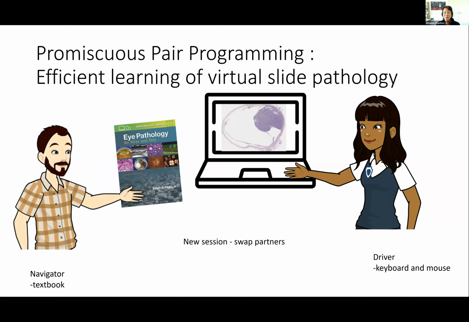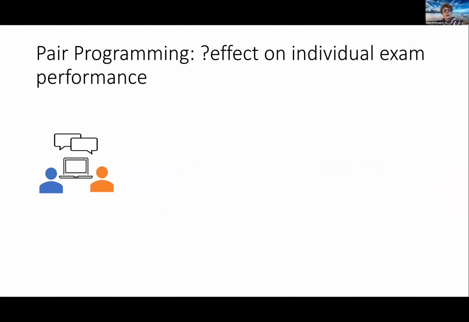And then the promiscuous part is when we do the next session, you swap partners. So Rena is now working with Ralph, who is the navigator. And we used to do this in the classroom with laptop computers. Any questions so far? No questions so far. Okay.